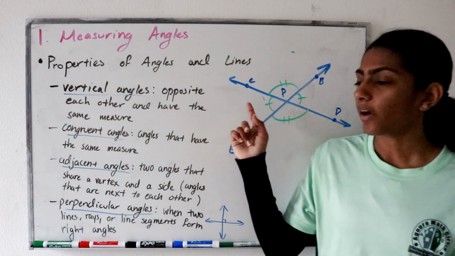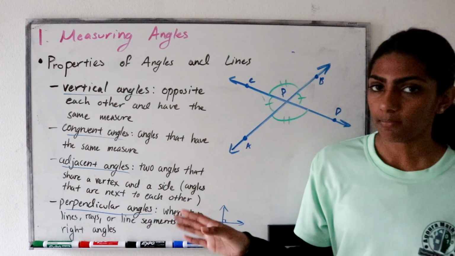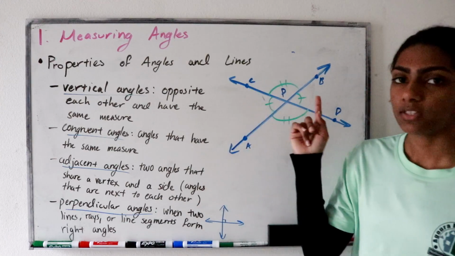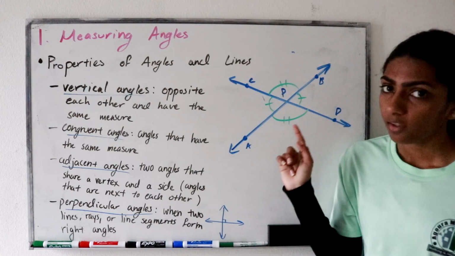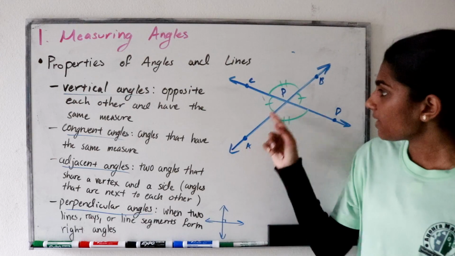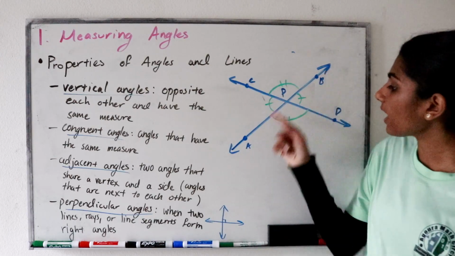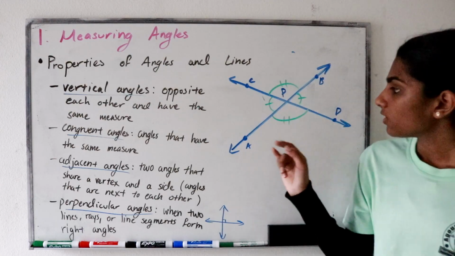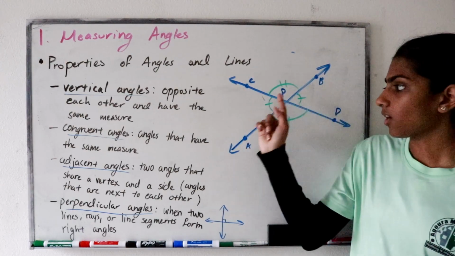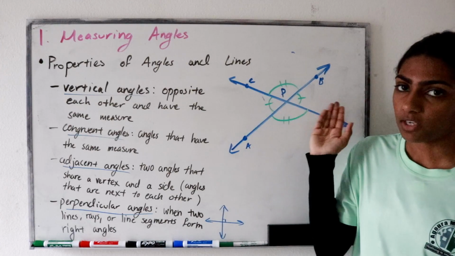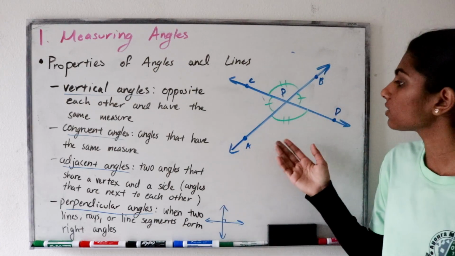Vertical angles are angles that are opposite each other and have the same measures. So if you look at the intersecting lines of CD and AB, we see that the vertical angles are APC and DPB, and CPB and APD. So these 2 angles are vertical of each other since they're opposite of each other, and they have the same measures since vertical angles always have the same measure.